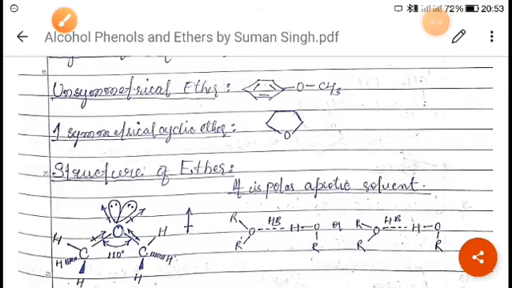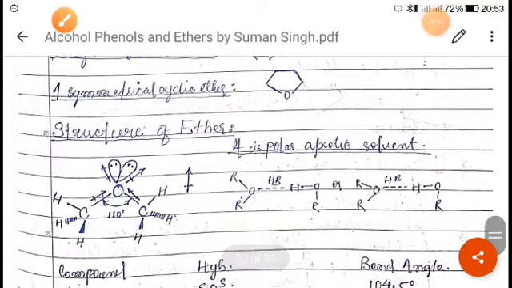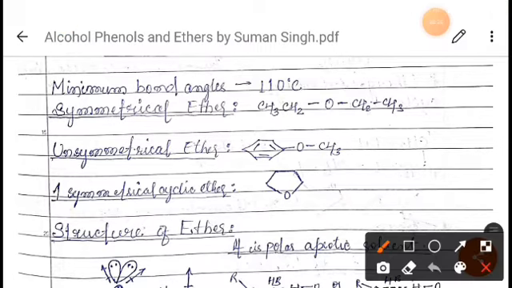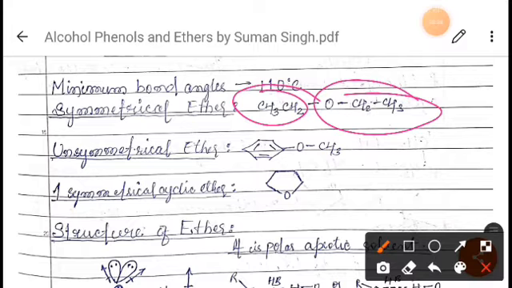Now next, we have also discussed symmetrical and unsymmetrical, right? Symmetrical is when the two alkyl groups are the same on either side, and the ether is said to be symmetrical or simple ether. For example, it is already given here. Again, it will be unsymmetrical when the two alkyl groups in an ether are different. The ether is said to be unsymmetrical or mixed ether, right?